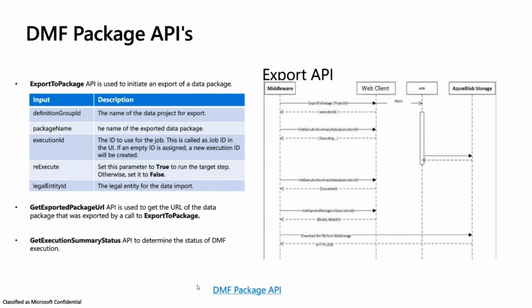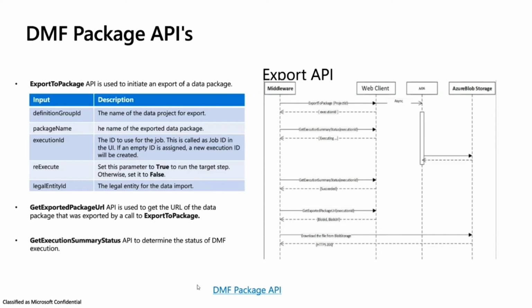Moving on to the export API. Here you directly call the export to package API, with an almost similar set of parameters to those we defined in the import APIs. So you have your data project, your package name, your execution ID, re-execute, and legal entities. Once the package is exported using this API, you can use get export package URL, which will give you the URL of the blob where the package is actually stored. Then you can download that file from blob storage using the HTTP connector.